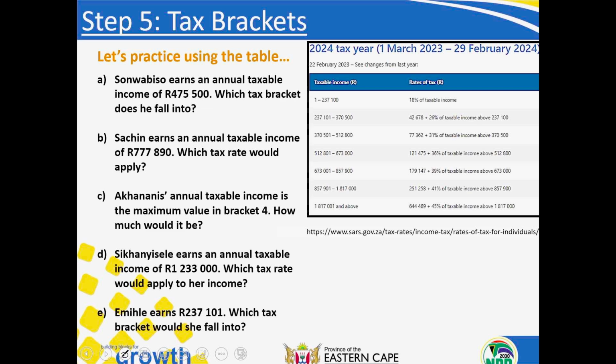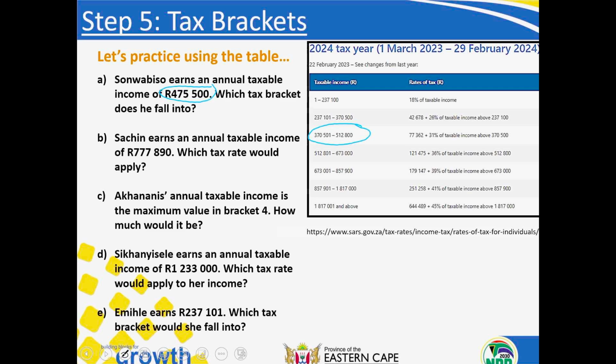Step 5, tax brackets. Let's practice using the table. So question A. Sonobiso earns an annual taxable income of 475,500 Rand. Which tax bracket does he fall into? Take a moment, have a glance at the table, and if you immediately saw that Sonobiso's annual taxable income of 475,500 Rand falls into the third bracket, you would be correct.